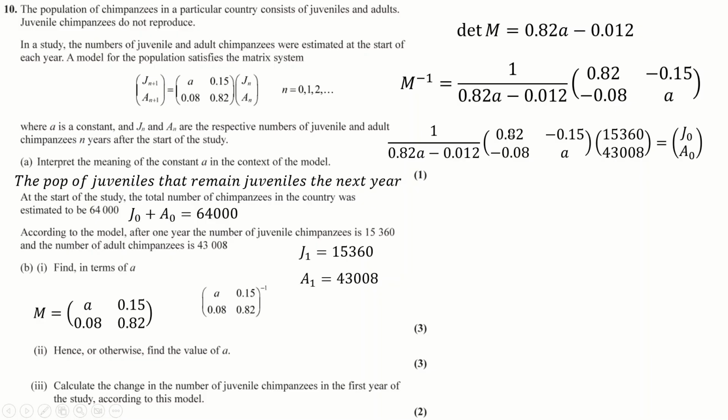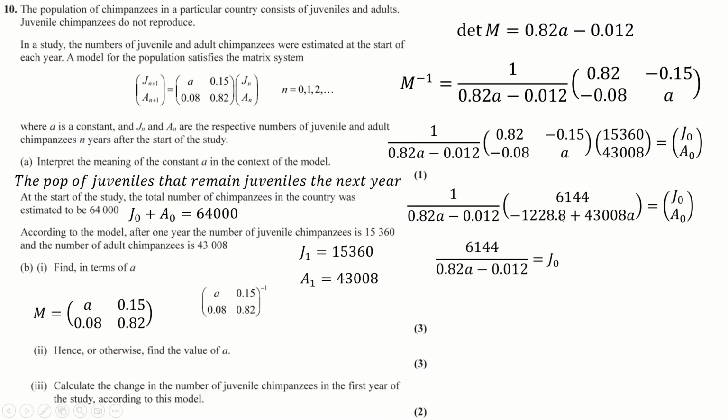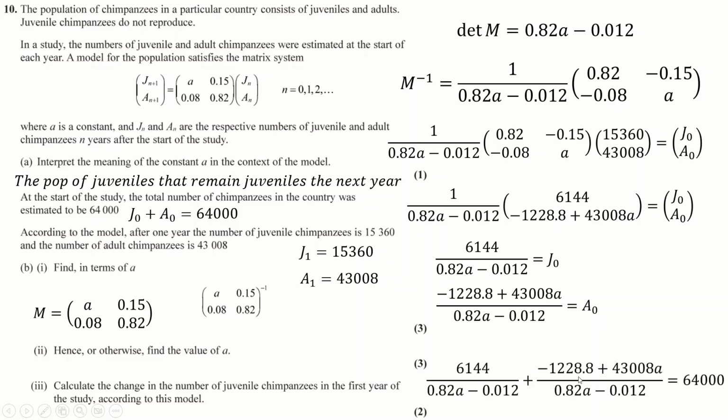And now I multiply this out. So this times this plus this times this can be my first bit. And then this times this plus this times this is my second bit. And then, of course, J0 is this times this, and A0 is this times that. But what's cool now is that I don't know J0 or A0, but I do know what they sum to. So if I add these two things together, I'm going to get this. And that's finally an equation in A that I can solve.